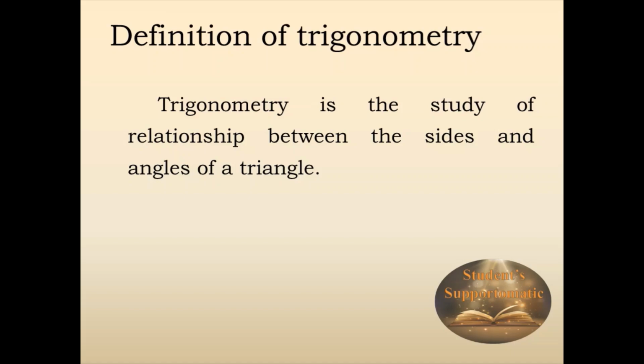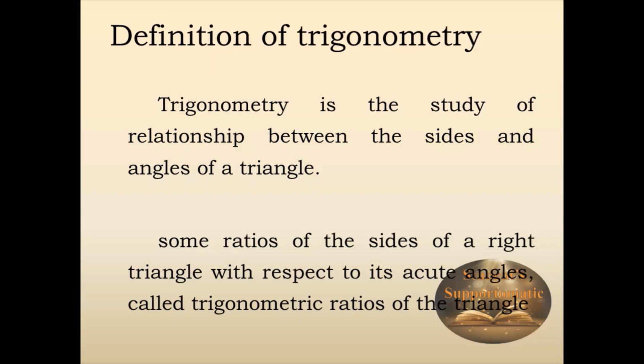When we consider a triangle, mainly we consider a right angle triangle. In trigonometry, we will consider right angle triangle. In a right angle triangle, the relationship between the sides and angles of that triangle is called trigonometry.